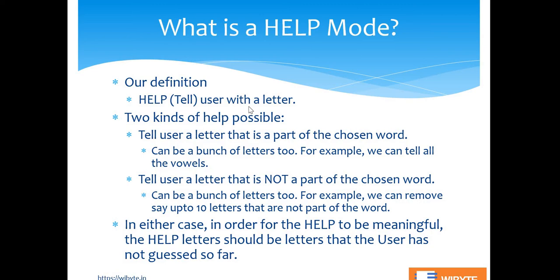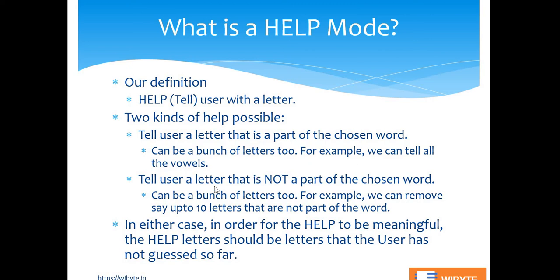Now, if you really think about it, there are two kinds of help we can provide. One, we could tell the user a letter that is part of the chosen word. So, for example, the word is, let's say, trait, and we can tell him T. It can also be a bunch of letters. For example, we can tell all the vowels.